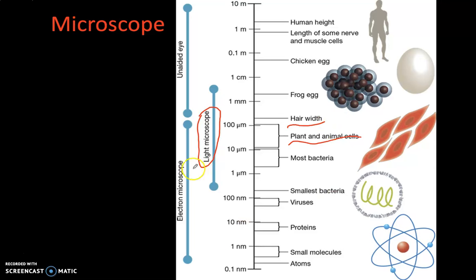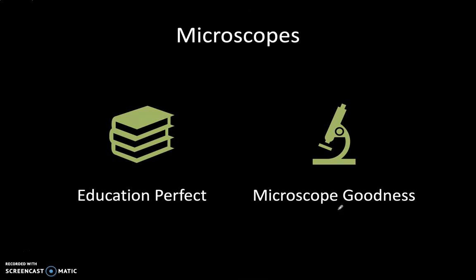If we're talking about an electron microscope though, an electron microscope can go much, much smaller, all the way down to the nanometers, right? So we're nearly looking at atoms. Electron microscopes are very powerful indeed. And that basically wraps up this introductory lesson.